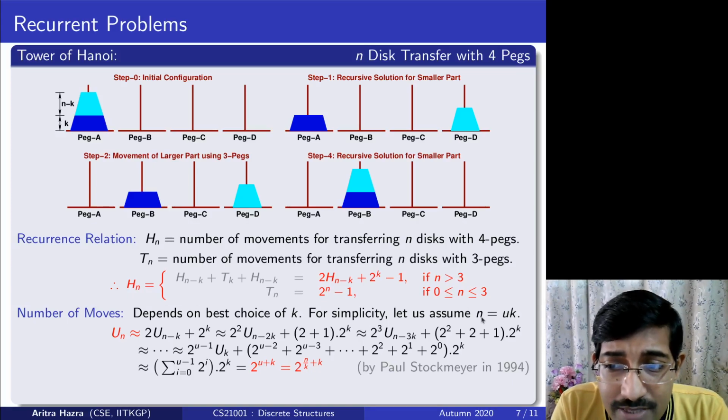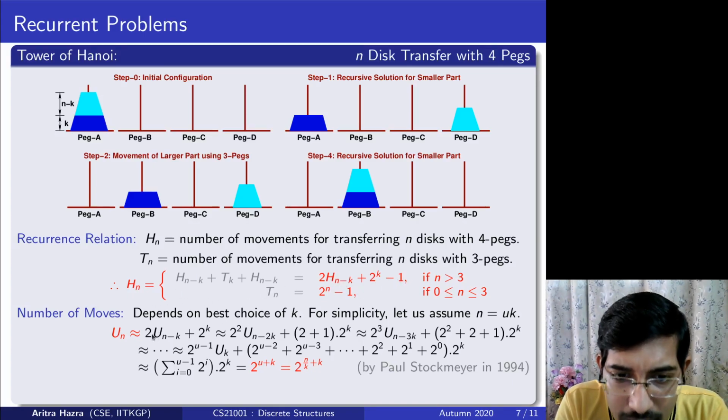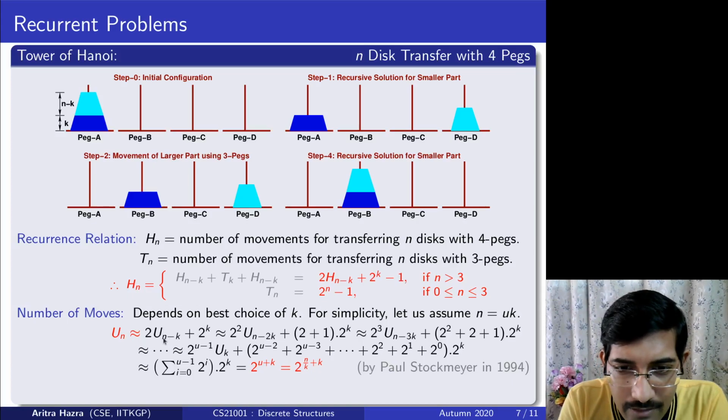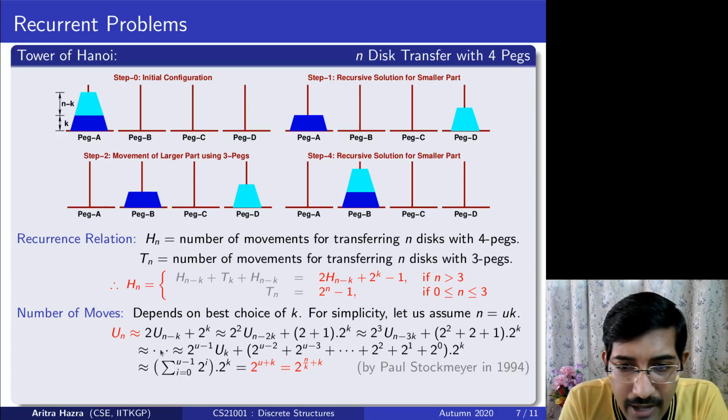So for simplicity, let us assume n equal to u into k. So n is a multiple of k. That's what we assume. So Hun is 2 Hu minus 1 k, so this is the recurrence formula. So Hun will be 2 this plus 2 to the power k minus 1. So it is approximately equal to 2 to the power k. The minus 1 I just remove for larger n by approximating the solution. Again, this is a good form to expand. Let us expand it.